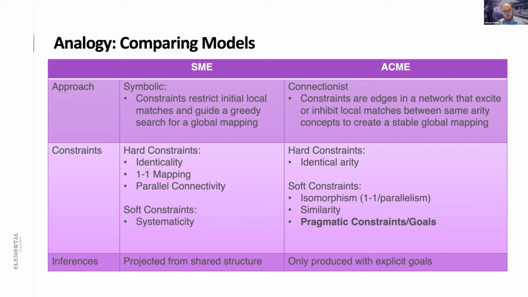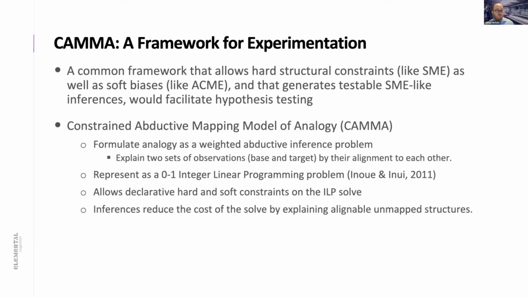And what would be nice is a common framework that allows hard structural constraints like SME, but also soft biases. And part of the reason for that is to test these kind of hypotheses, but also to examine how outside constraints like cognitive biases might show up and affect the results of a match. And to that end, I'm going to be presenting the constrained abductive mapping model of analogy, or CAMA.